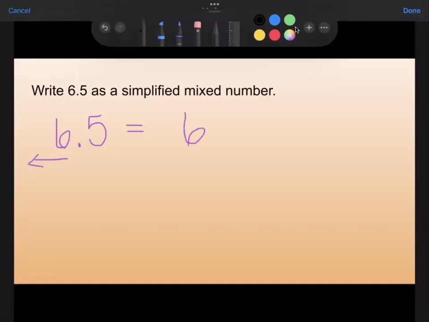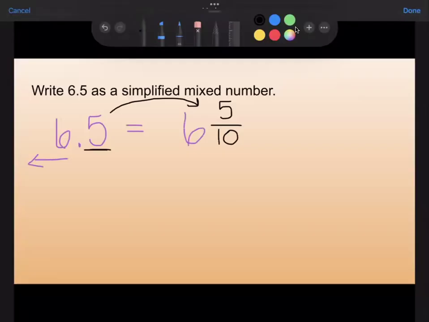The 5, which is a decimal, goes out to the tenths place. So that means 10 is going to be the denominator for my fraction. And then I'm just going to simply move the 5 onto the top here. So 6 and 5 over 10 is how you would write 6.5 as a mixed number.